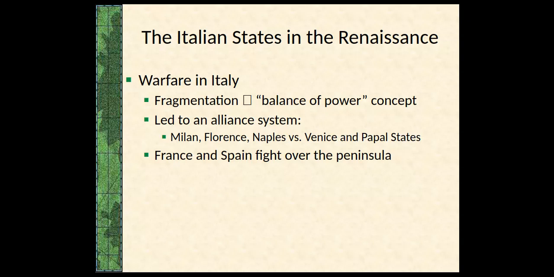Now, this led to an alliance system where you would see Milan, Florence, and Naples, the weaker Naples to the south, tend to team up against Venice and the Papal States. But eventually you would see the incursion of France and Spain also fighting within Italy. All right. Again, that fragmentation does make them weaker and more prone to getting taken over by the powerhouses of France and Spain.